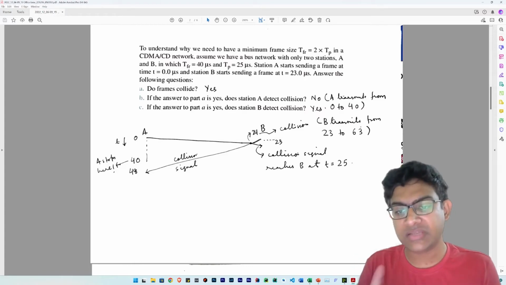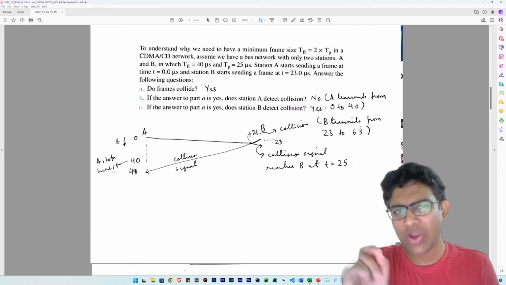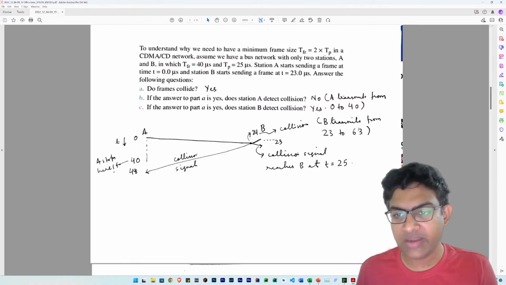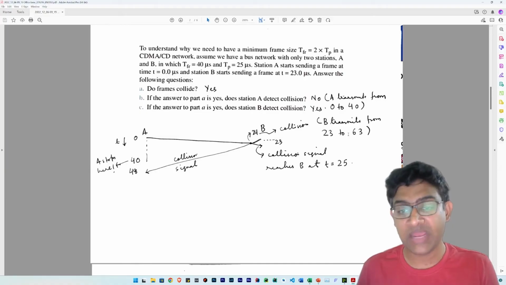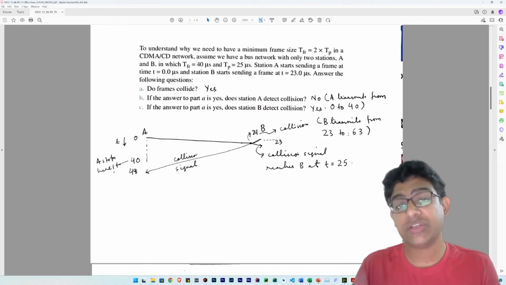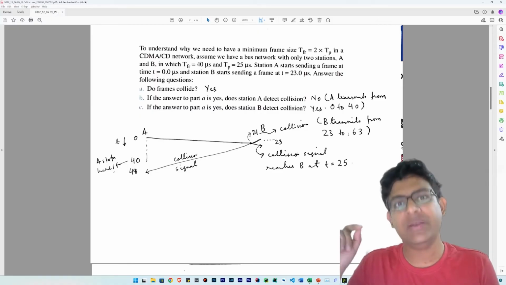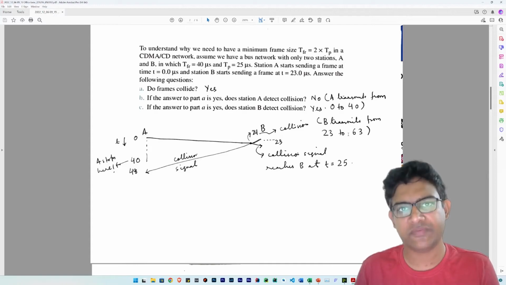So when will the collision signal reach B? It has happened very close to B. So it will reach B pretty quickly, right? It is only 1 microsecond away from B. So it happens at 24, it will be reaching B at 25. And 25 is between 23 and 63, right? At that point of time, B is still transmitting the frame. So B is also listening on the channel whether a collision signal has arrived. When the collision signal arrives, B will detect the collision, abort the transmission of the frame and retransmit the frame at a later point of time.